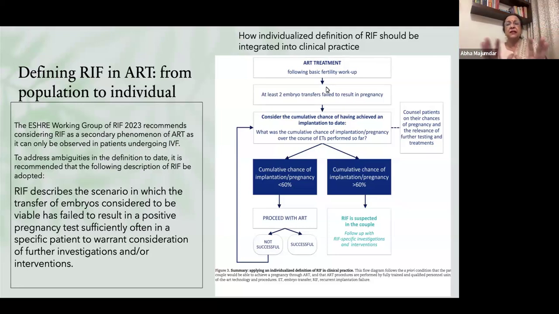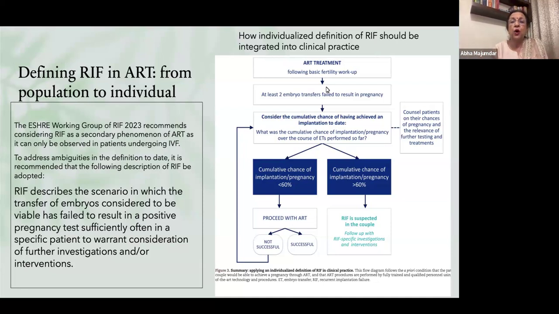So here, what they say is that someone who's undergoing ART treatment, you have a basic fertility workup, and you've gone through at least 2 embryo transfers, and when they say 2 embryo transfers, we're generally talking about blastocysts, which have failed to result in a pregnancy. Now, you look at that patient: what is her age, what are other factors which could reduce her pregnancy rate, and look at her cumulative chance of having achieved implantation in that particular laboratory. It is very important to consider the laboratory's implantation rate. If the implantation rate is low, then generally 2 embryos is the rule to be put into the uterus.